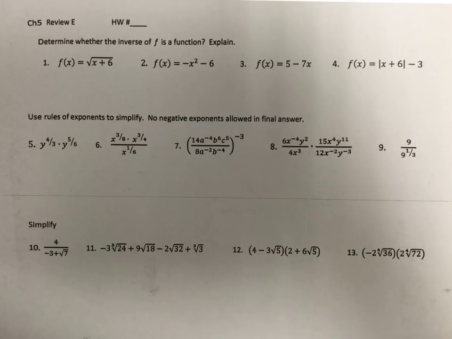So to determine whether an inverse is a function, we use the horizontal line test. If a horizontal line touches the graph more than once, the inverse is not a function. So if it passes the horizontal line test and it only touches once, then the inverse is a function. Now you are expected to know what these graphs look like without actually making a table.